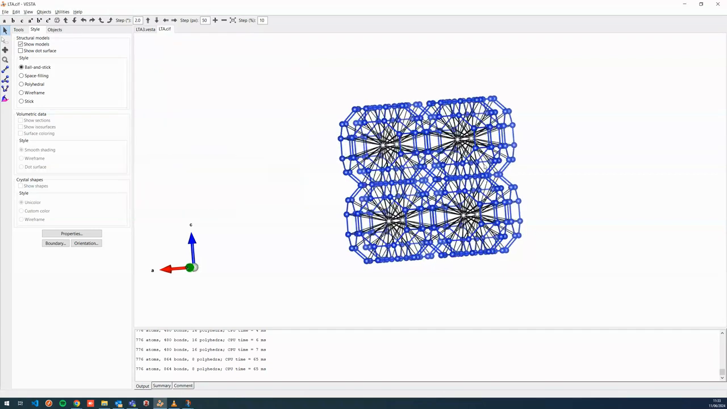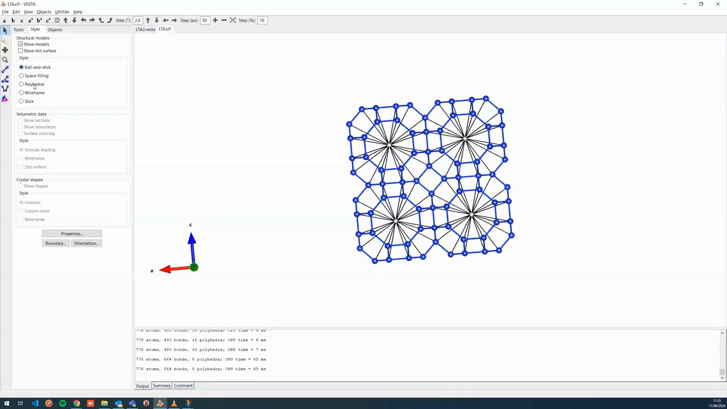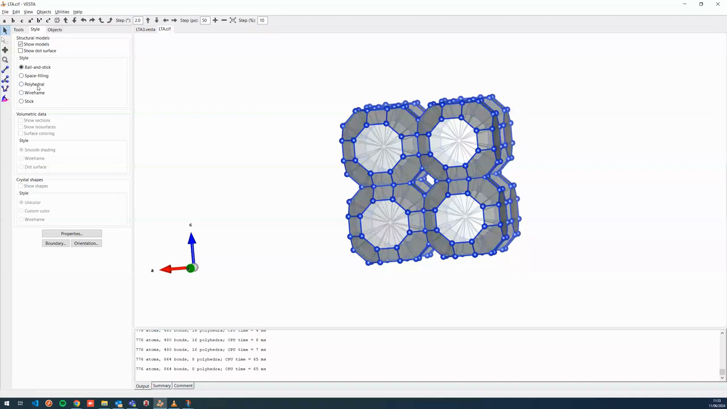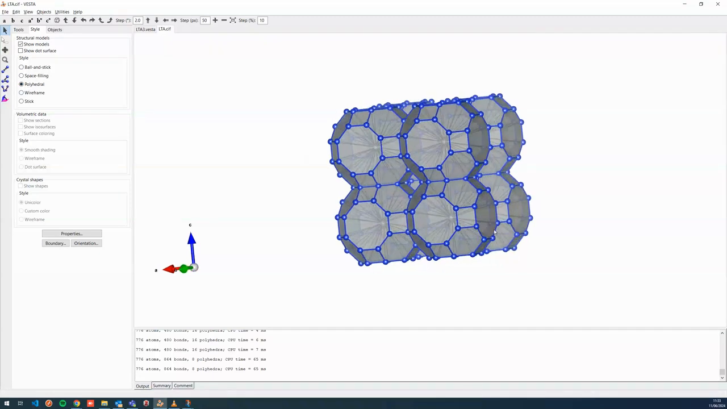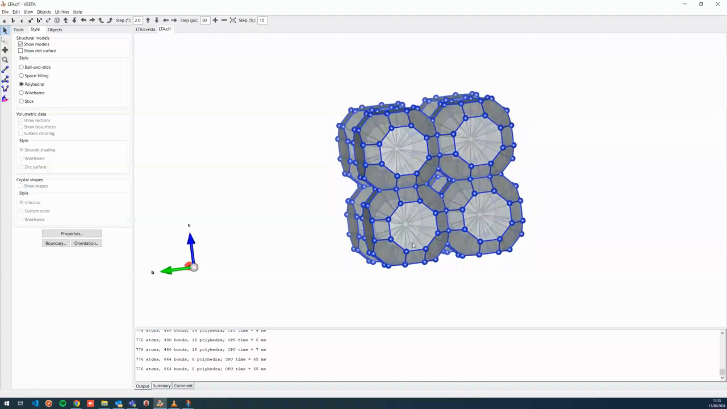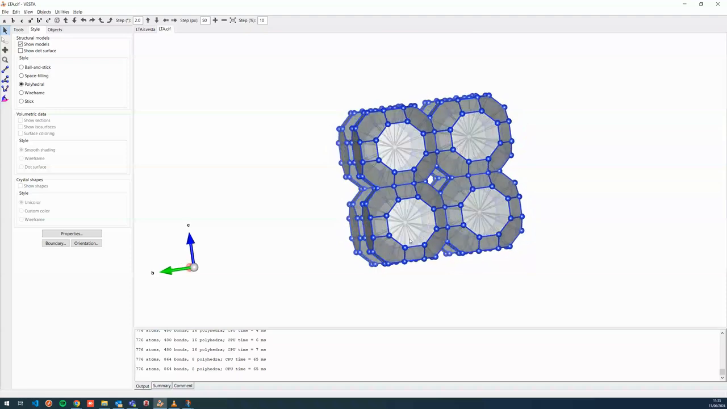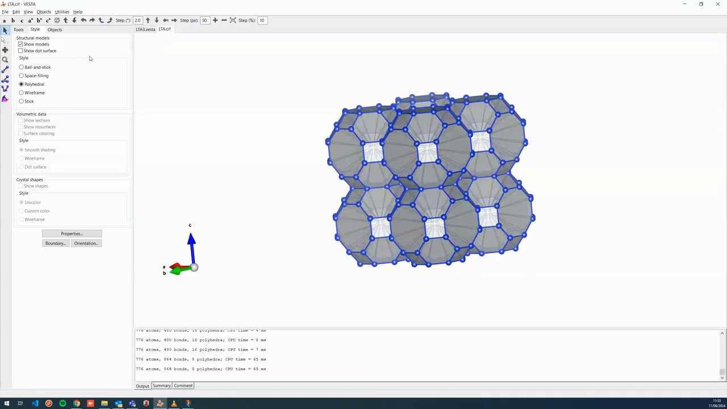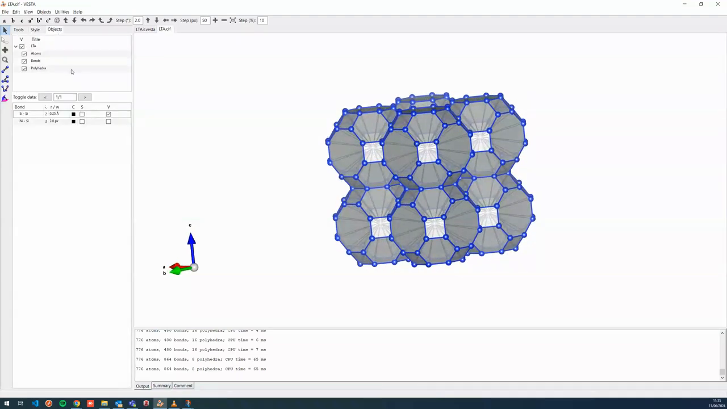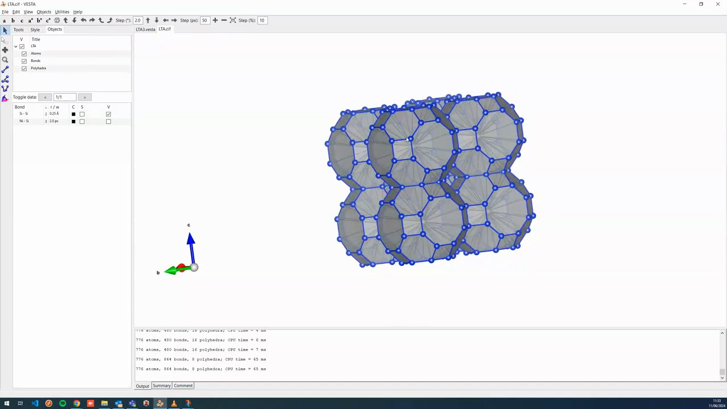So all these bonds are again artificial bonds. We don't really want them because they're not in the real structure. But it helps us with our polyhedral view. Because if we now turn on polyhedral, boom, we get already quite what we want. And that's obviously interesting because you see the spherical cages are well shown now.